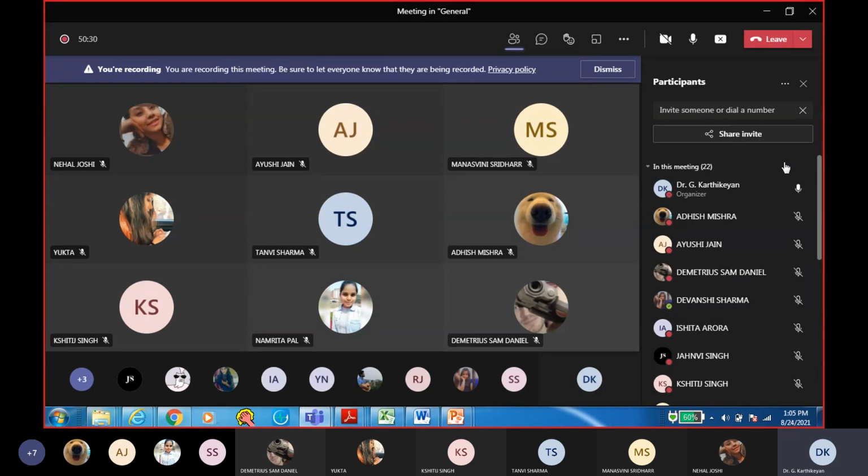Where else can we use it? Adish? So can it be by detecting any mutation? You could use it for detecting mutation. Very good. These are all specialized applications, but nevertheless, you could use it for detecting mutations. Very good. Anybody else? Yes.